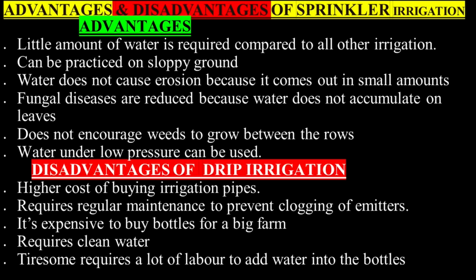Disadvantages of drip irrigation. Higher cost of buying irrigation pipes. Requires regular maintenance to prevent clogging of emitters. It's expensive to buy bottles for a big farm. Requires clean water. Tiresome as it requires a lot of labor to add water into the bottles.